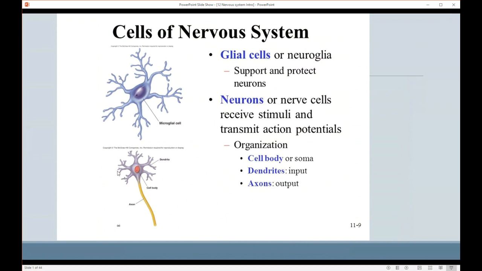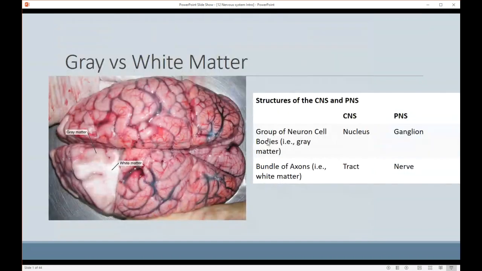Now, remember, we already talked about action potentials, and we're going to talk about it a little bit more, okay? Now, neurons are organized in that they have a cell body. That cell body we also call a soma, okay? We have dendrites, and the dendrites are where we're receiving the information. That's our input. And then we have our axon, and the axon is where we're sending the information. That's our output.